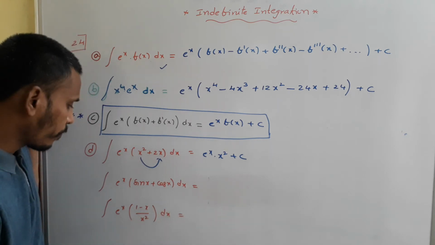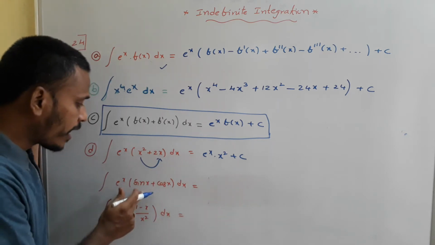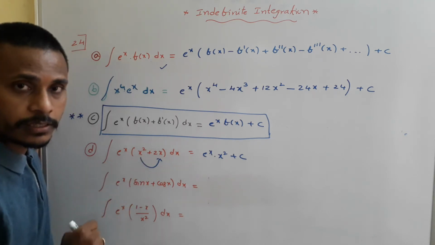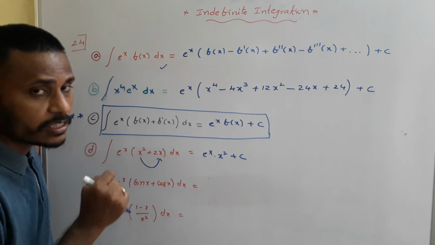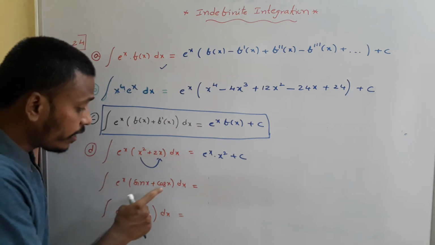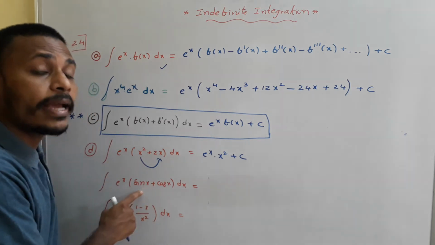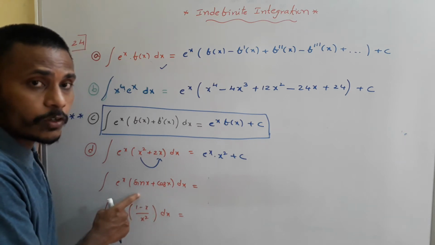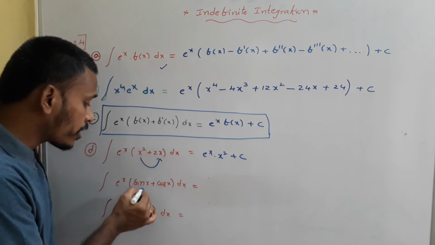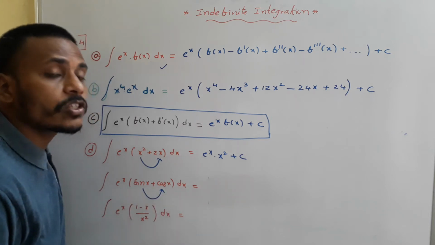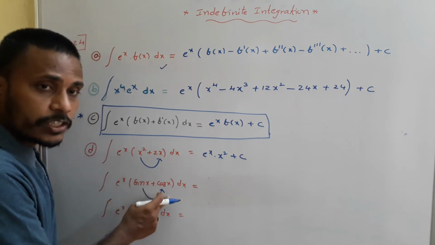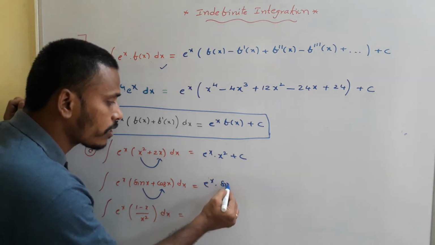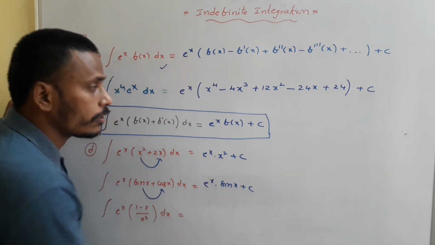Whereas for the next one, e power x is given with sin x and cos x. Just look here. What is the derivative of sin x? The derivative of sin x is cos x, whereas the derivative of cos x is minus sin x. So if you take the function as cos x, its derivative is not sin x. But if you take the function as sin x, surely its derivative is cos x. So function and its derivative along with e power x, your answer is e power x into sin x plus c.